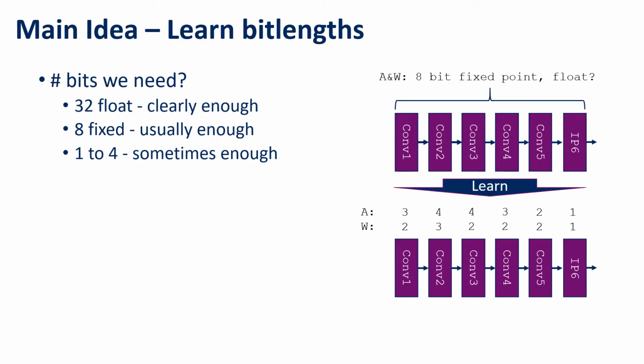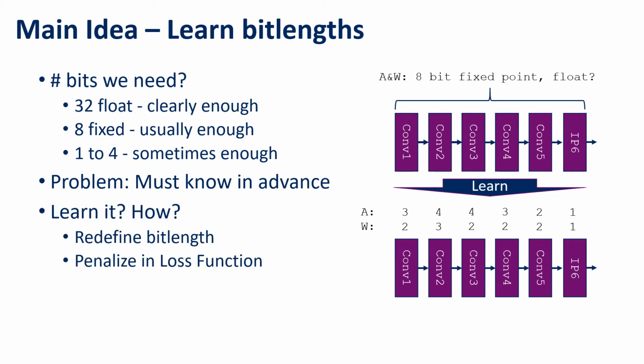The main question we are trying to answer is how much information we need in each part of the network. We've seen that 32-bit floating point is definitely enough. However, many applications can be solved with 16 and 8-bit fixed point, and some with even less. There is no good way of figuring these out up front. We basically have to guess prior to training.